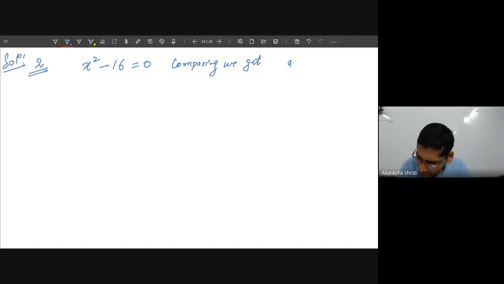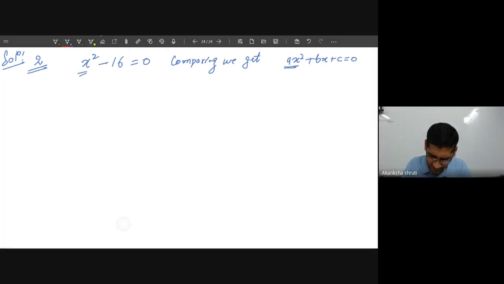comparing with what? ax square plus bx plus c is equal to 0. The x square term is here, so a is 1. Observe, b is what? 0, because the x term is missing here. No x term, it is 0 into x. So b is 0. c is how much? Minus 16. So sign is equally important.